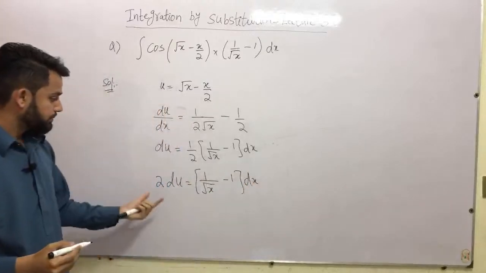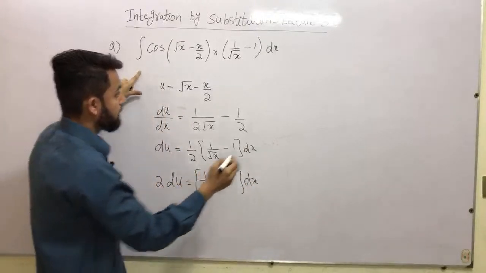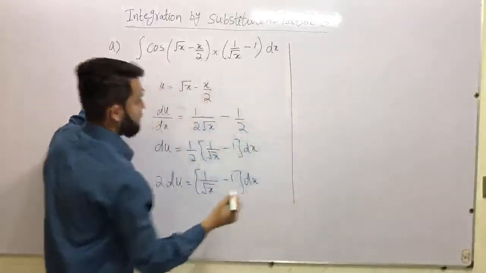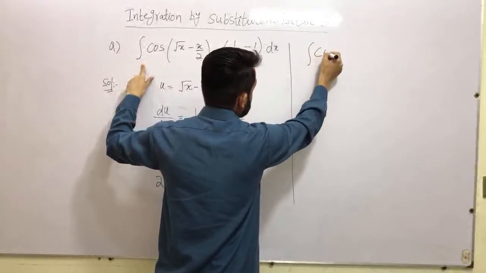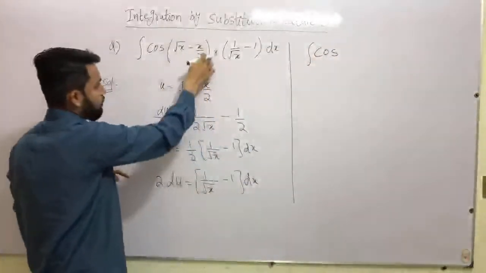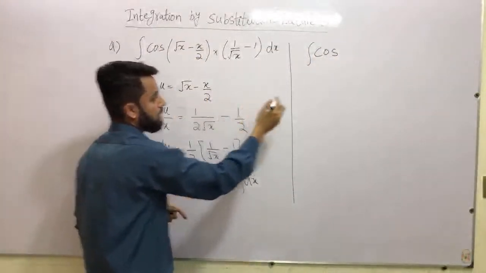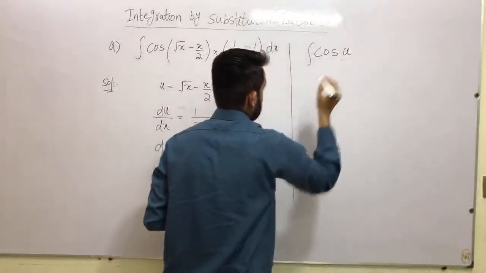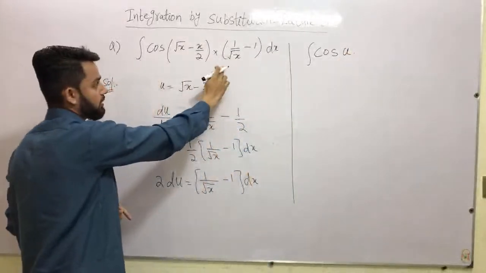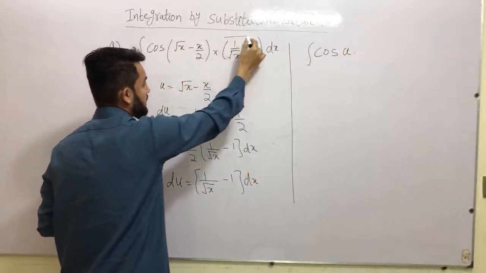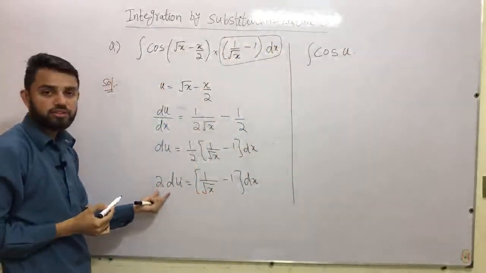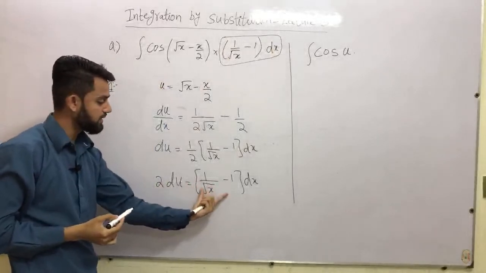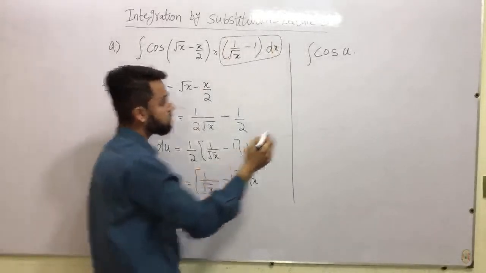Okay, so now what we have here is the integral of cos, and this whole thing was u, so I am going to put it back. Dot, multiply or dot both have the same meaning. Now if you look at this thing, it equals 2 times du, so instead of that we can write 2 du.